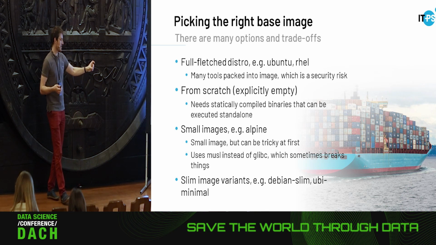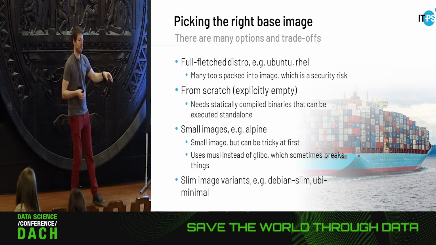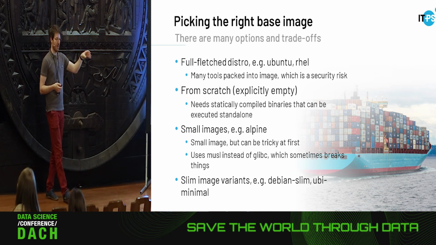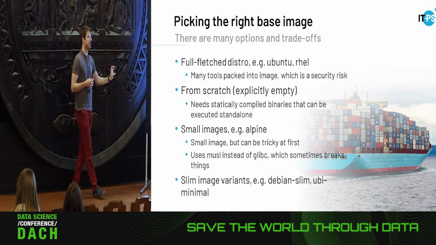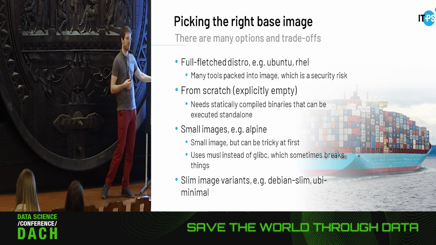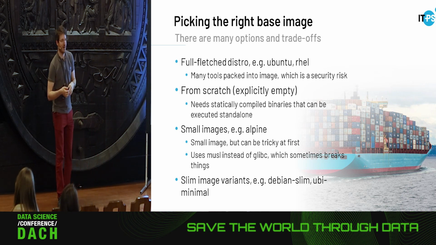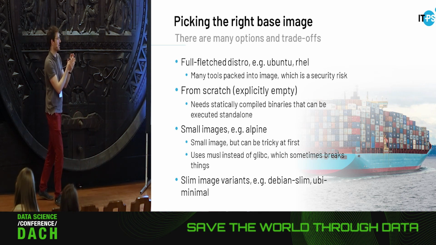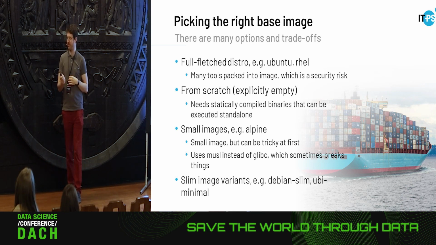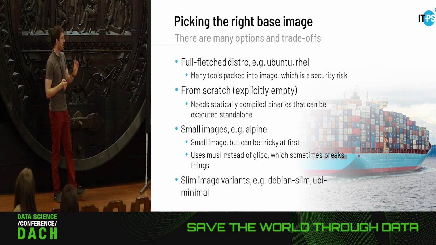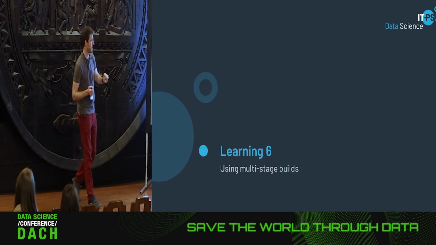But then there are some slim image variants like your Debian Slim or the universal base image in the RHEL world, which also has a minimal flavor. And these are a nice trade-off of having enough of your known world, but taking enough out, so it's not that much risk, it's more or less small. The next one ties in perfectly with image sizes again.